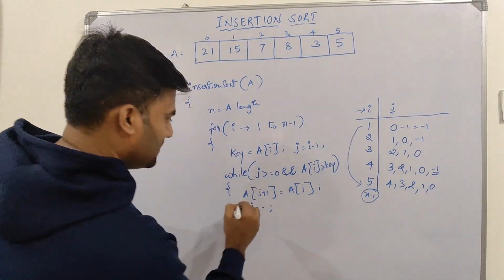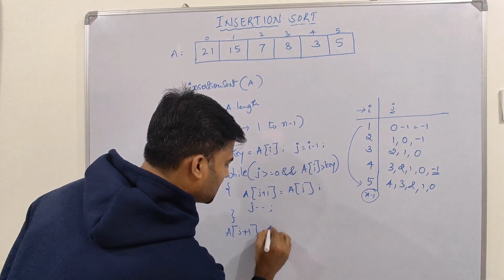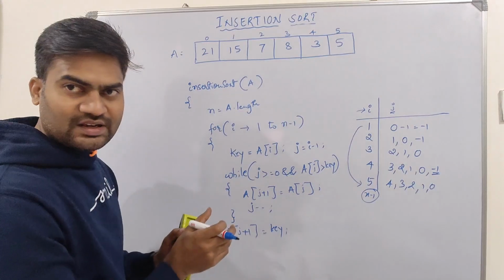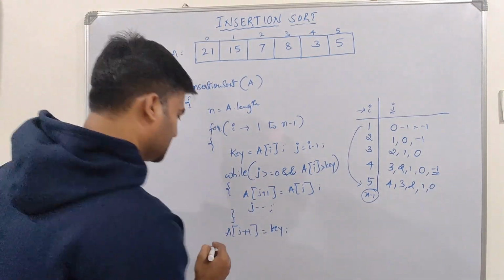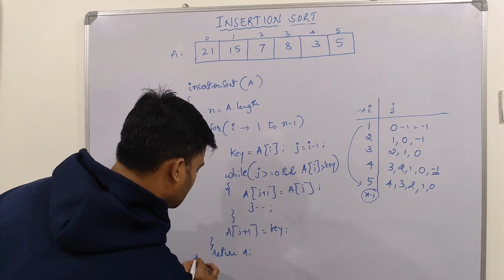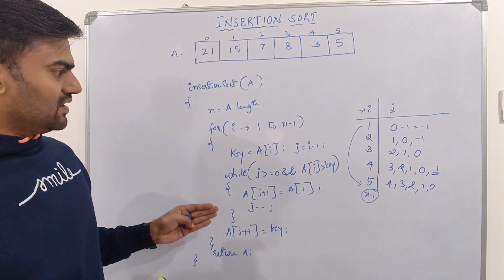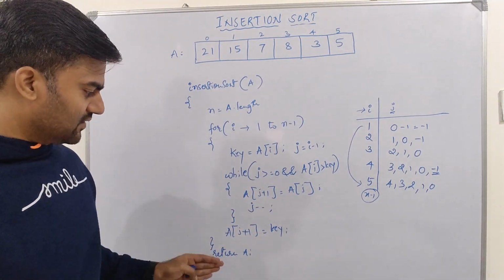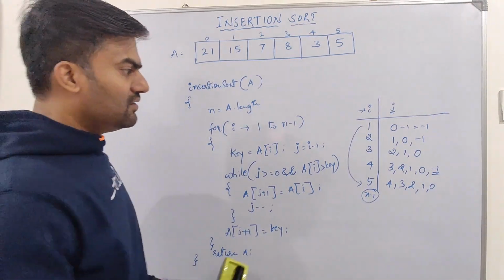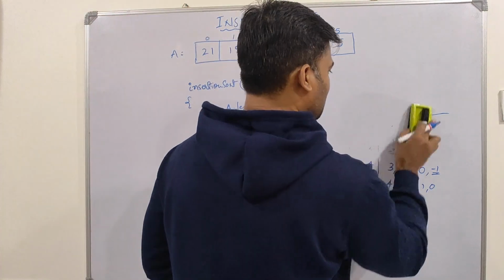Then once this is done, we simply increment j by 1, and we will assign that with key, because this stops whenever we get a smaller element or whenever j gets exhausted. And at the end we will simply return a, and we will close the entire method. So this way, we will get the sorted values at the end of this particular for loop. Okay, now let us look into the time complexity for this procedure.